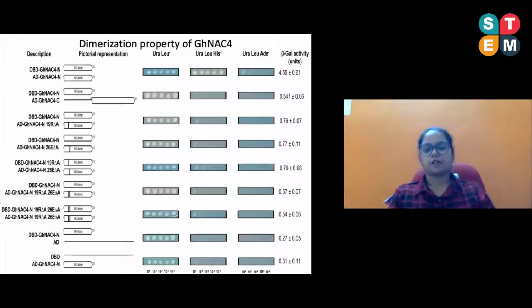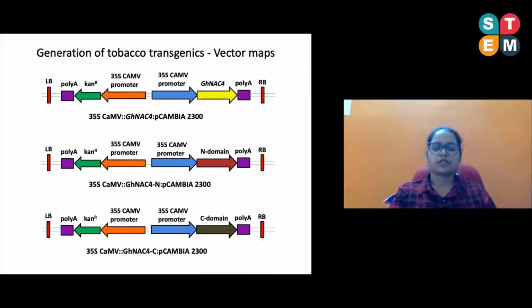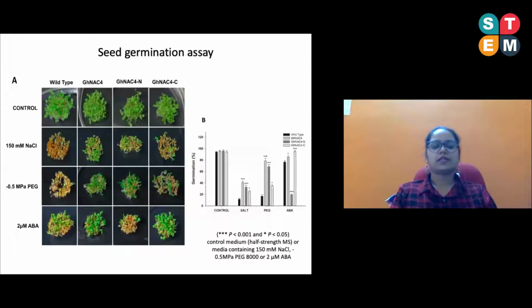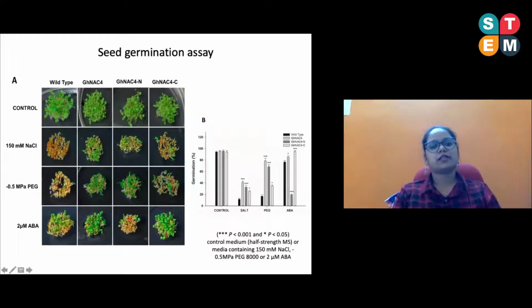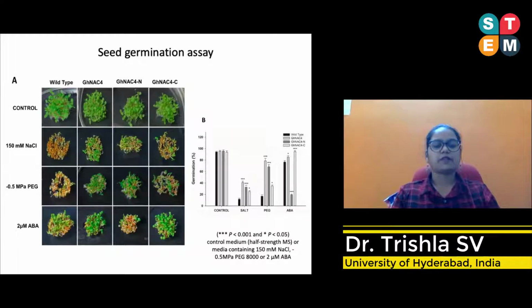Now that we've studied the biochemical properties of the different domains of GH-NAC4, we were interested to study the physiological function. For that, we generated tobacco transgenics of the full-length transcription factor, the N-terminal domain, and the C-terminal domain. We started with what is called the seed germination assay. In this assay, seeds of the wild-type plants and the transgenic plants were sown on a stress media, and were allowed to germinate for 7 days. After that, the germination percentage was scored.